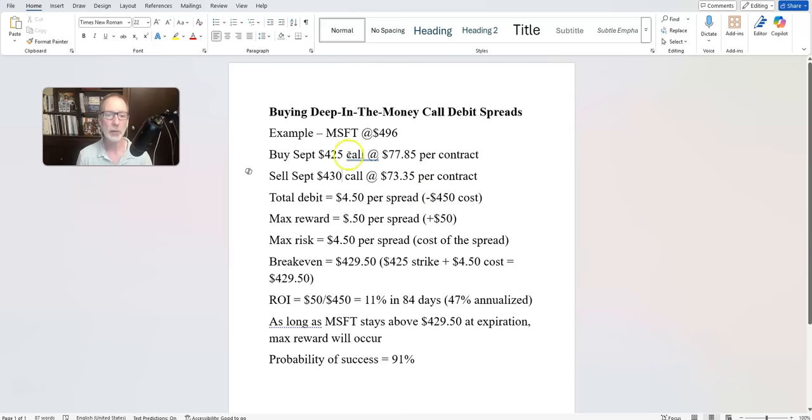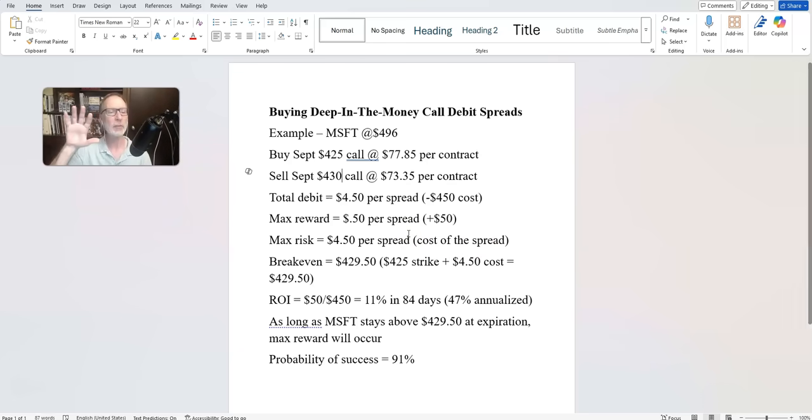Okay. Now, let me just go over the numbers here, and I'll explain a little bit more. Your maximum reward in this trade is 50 cents per spread, which is 50 actual dollars. That's the most you can make on a spread. In this case it's $50. And your maximum risk is $4.50 per spread, or $450. See, the cost of the spread. So you're risking $450 to make $50.